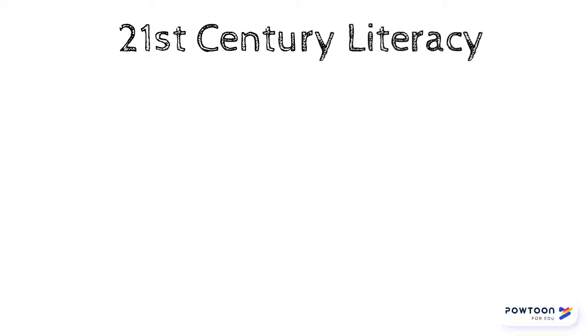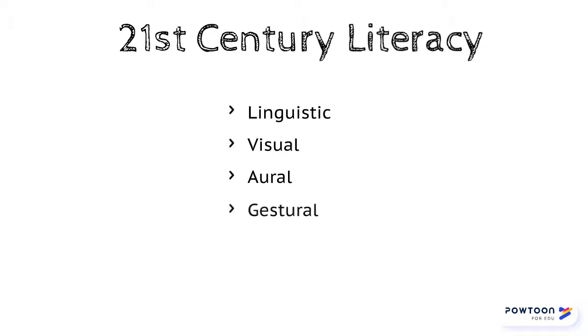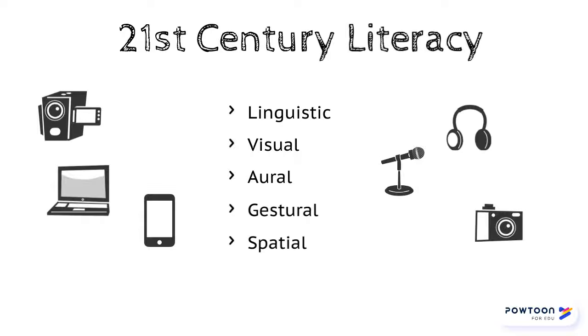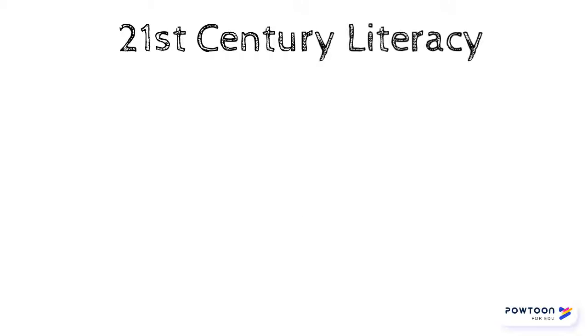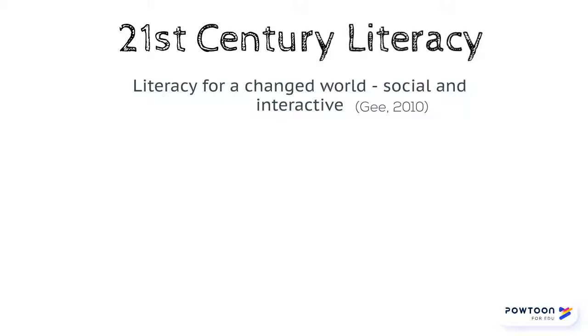21st century literacy encompasses the 5 semiotic systems: linguistic, visual, oral, gestural and spatial. Much of the information we and our students encounter on a daily basis is in fact multimodal, meaning that it uses more than one semiotic system. 21st century literacy is literacy for a changed world.